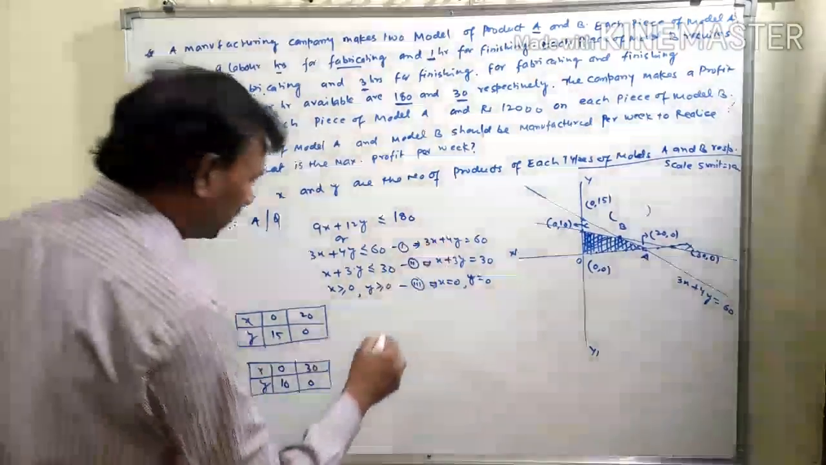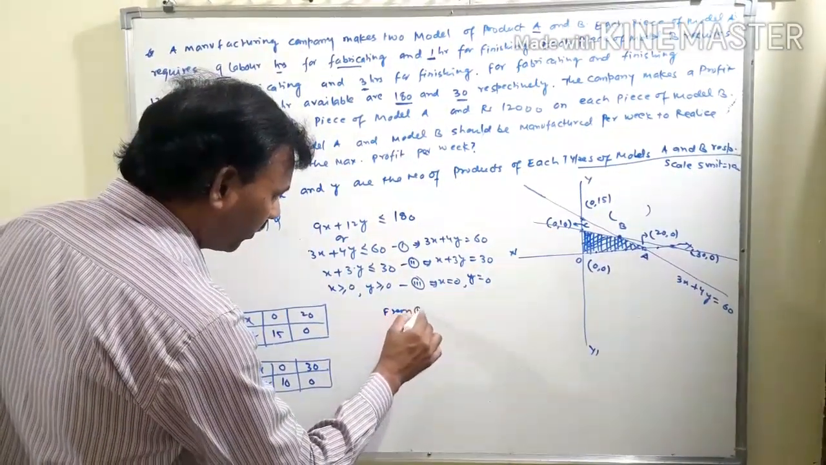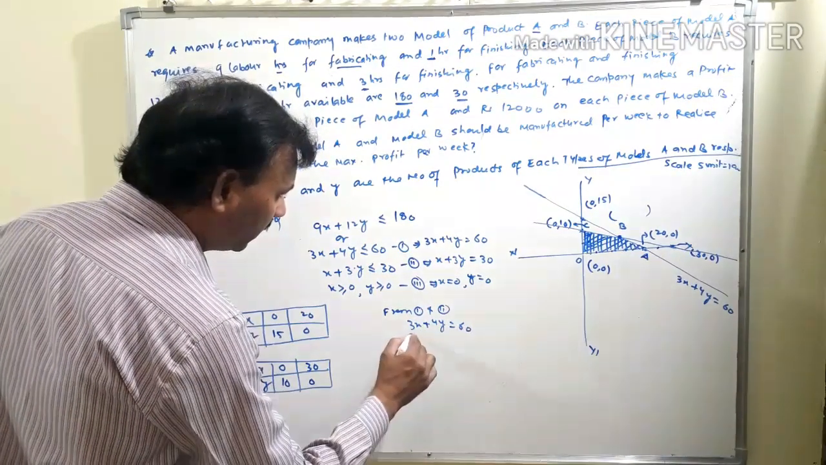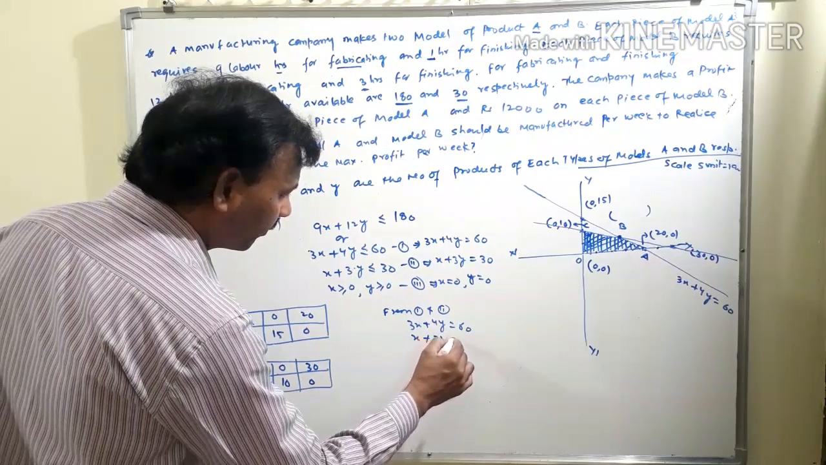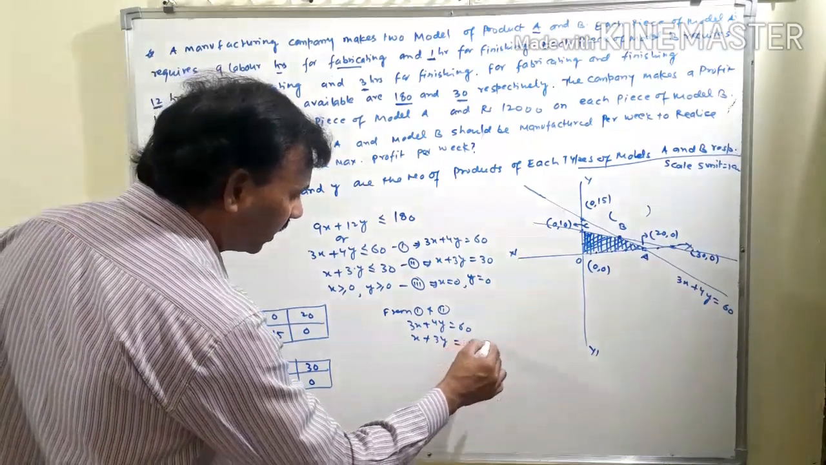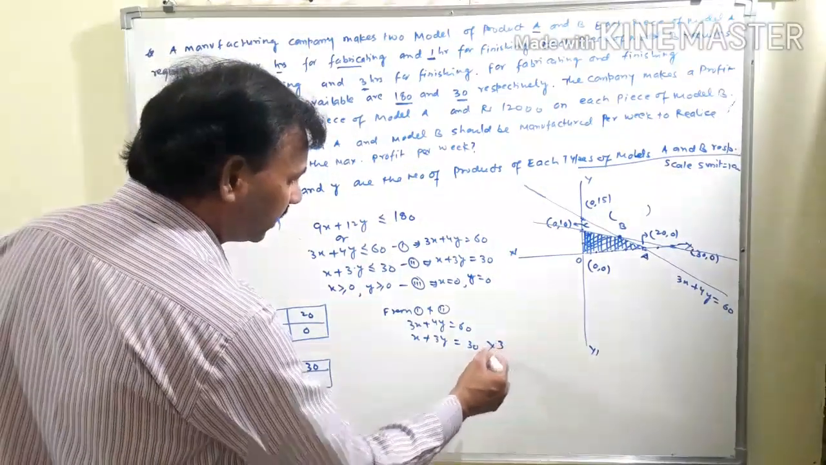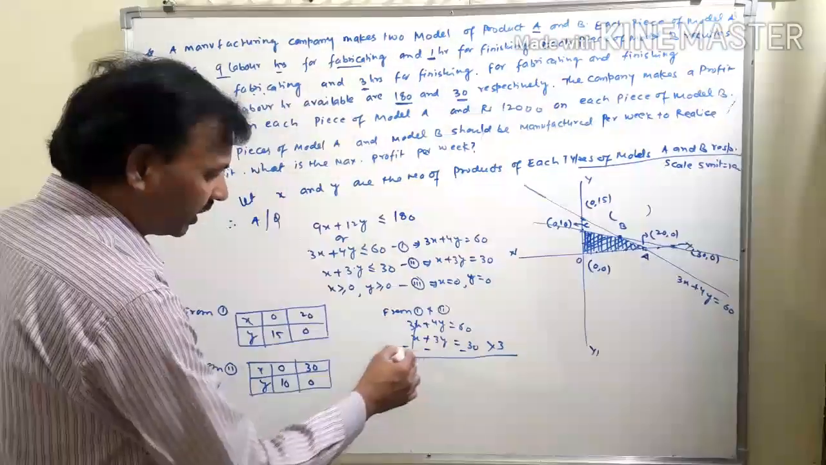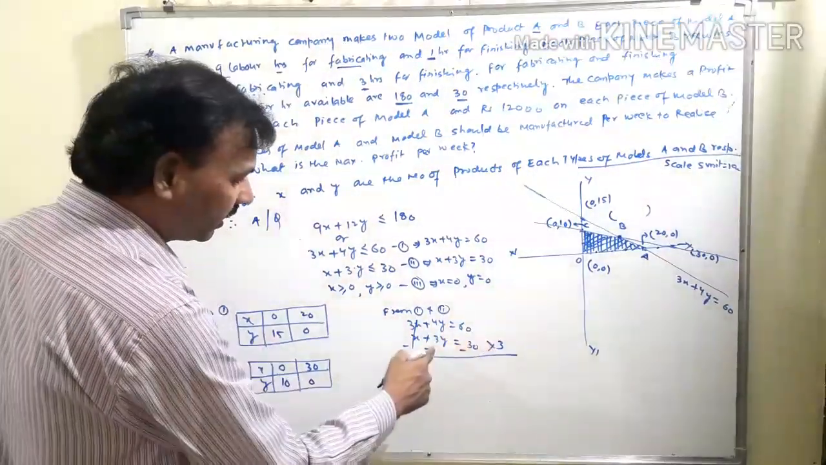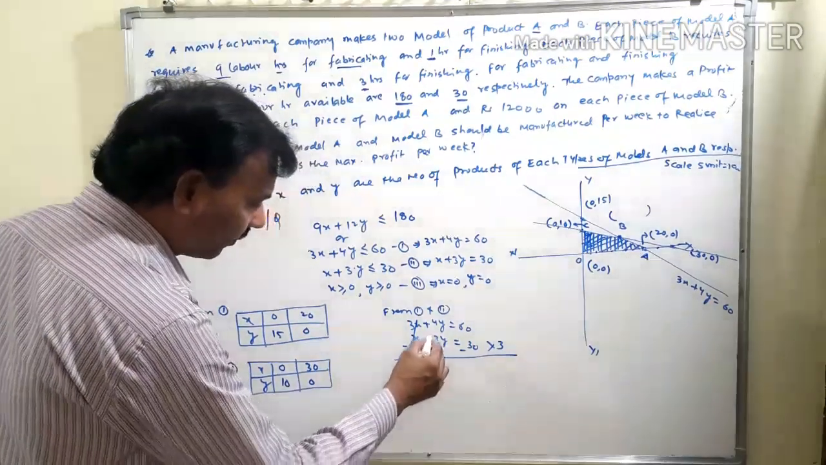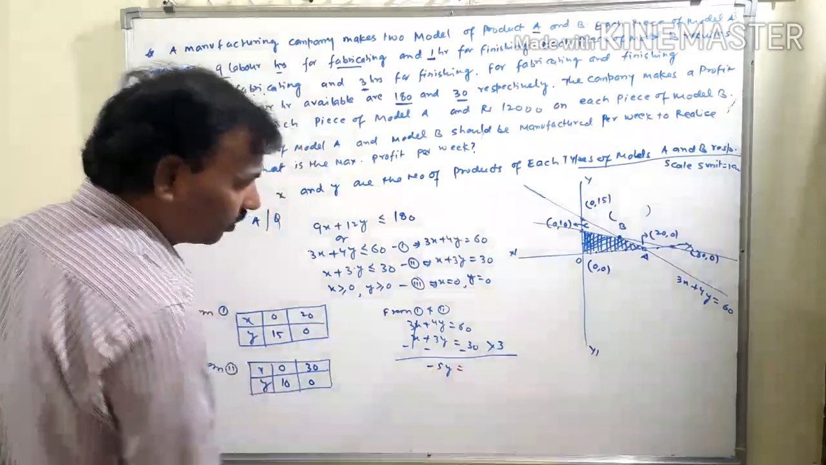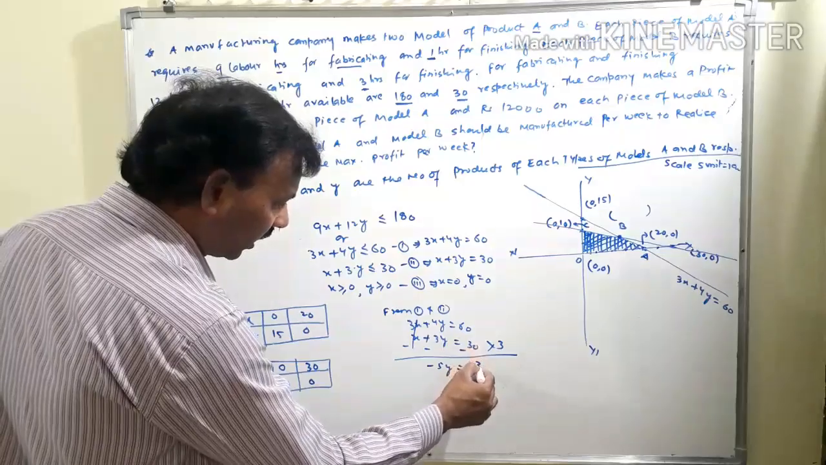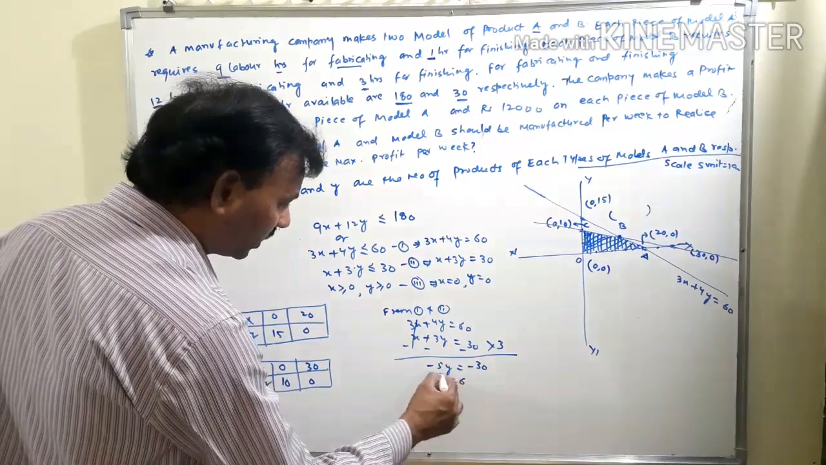From 1 and 2, we have 3x plus 4y equal to 60 and x plus 3y equal to 30. If we multiply the second equation by 3 and change the sign, then x will be cancelled. 4y minus 9y will be minus 5y equal to 60 minus 90, which is minus 30. Therefore y equal to 6.